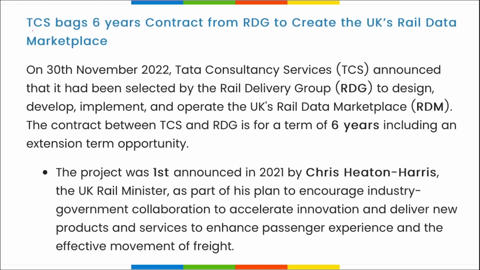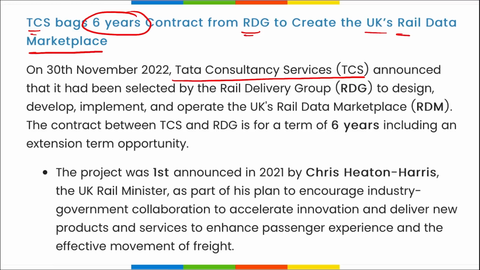Moving on. Next, TCS. TCS is your Tata Consultancy Services. Recently, they have bagged a 6-year contract from RDG. What is RDG? It is your Rail Delivery Group, to create UK's rail data marketplace. I repeat, in order to build UK's, that is United Kingdom's rail data marketplace, Tata Consultancy Services has recently announced a 6-year contract with Rail Delivery Group.